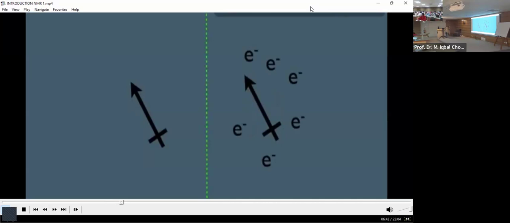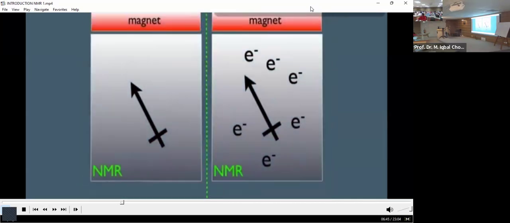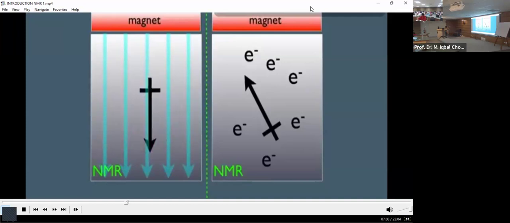Now, if this is the case, let's pretend we stick both of these separately in the NMR machine. And let's focus on the left side first. Again, if we turn on the NMR and the magnetic field runs this way, then we can expect the H atom to orient itself with the magnetic field like this. However, what happens to the nuclei on the right? How do the electrons change things here?